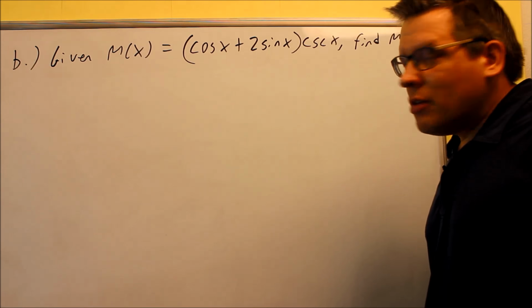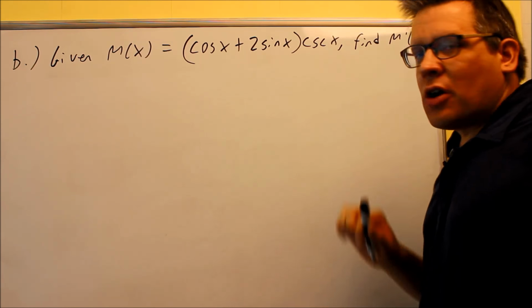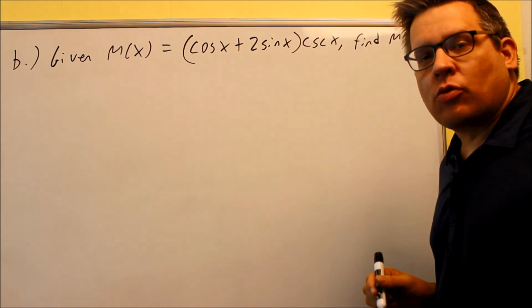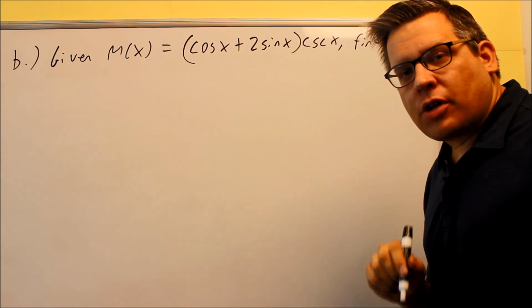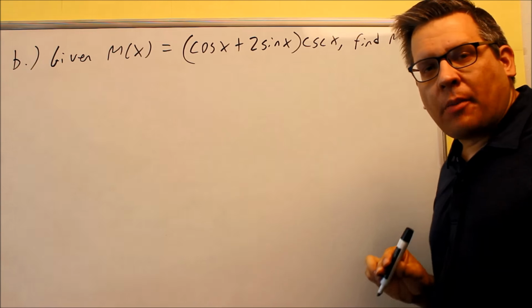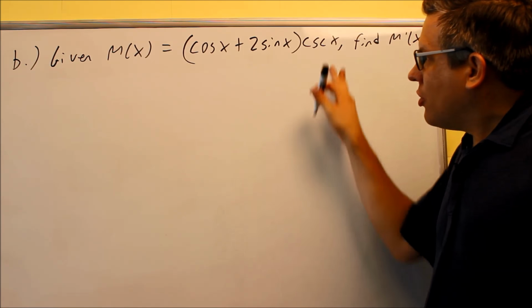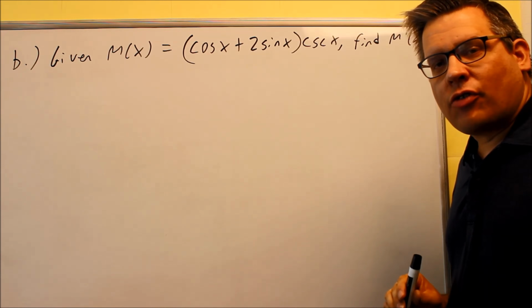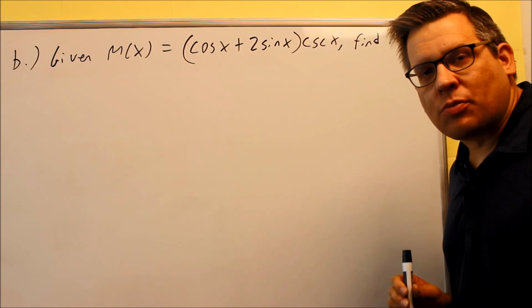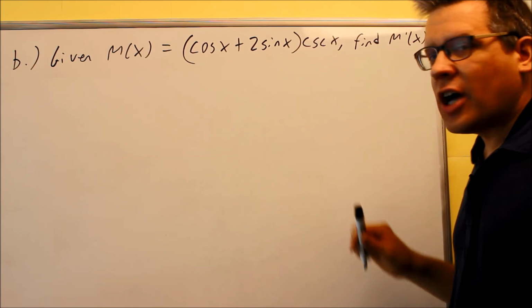Okay, for part B, we notice we have two things multiplied together. So the first instinct you might have is to apply the product rule to this. Now you could go ahead and apply the product rule and get the answer that way. However, with some of these trig problems, it might be easier to use identities and multiply it out first. That means you'll have less work to do later and you may not even have to use the product rule. So let's do some simplifying on this first.